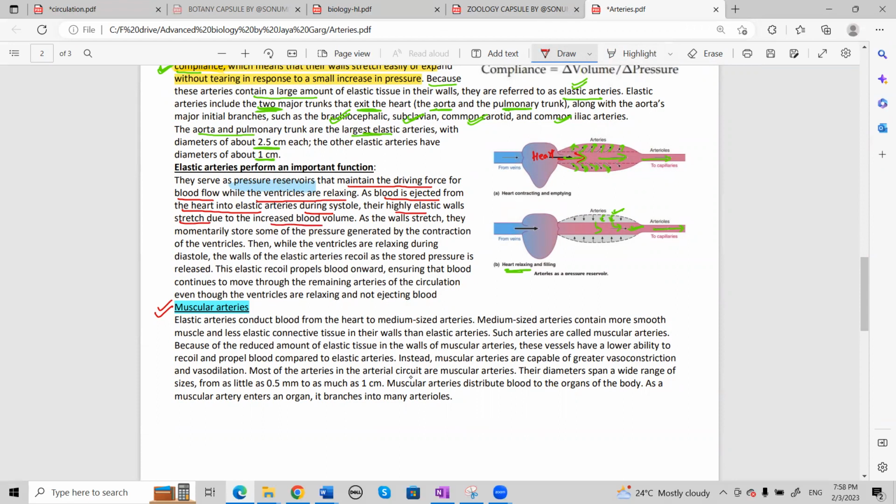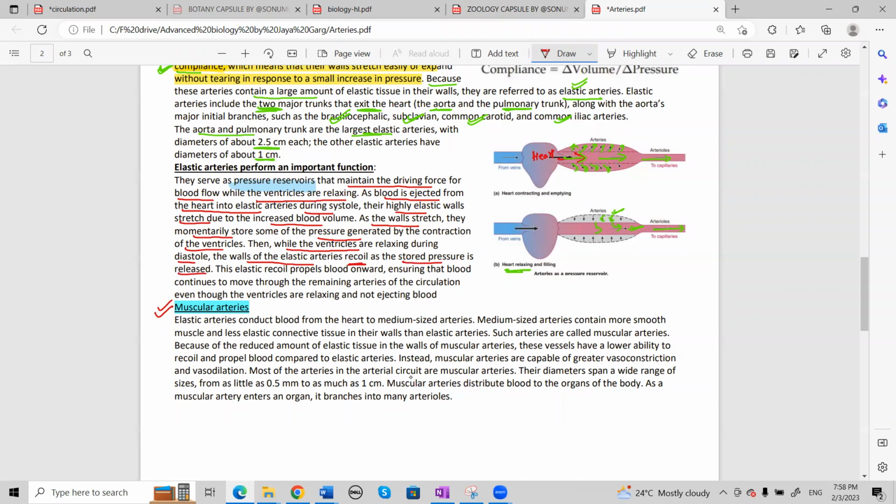I told you stroke volume. As the wall stretches, they store some of the pressure generated by the contraction of the ventricles. So they are storing some of the blood there. When the ventricles are relaxing during the diastole, the wall of the elastic artery recoils, it comes back, because the stored pressure is now released.